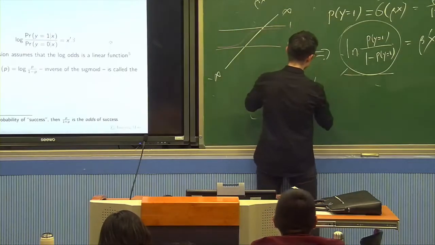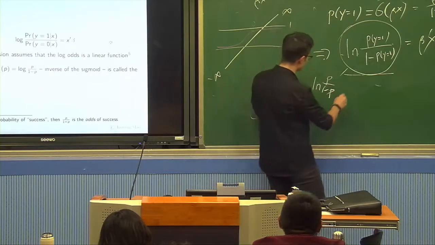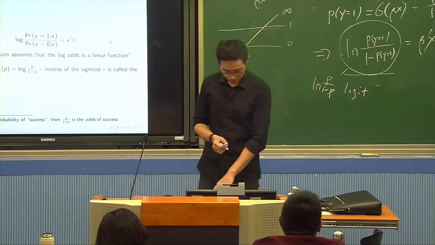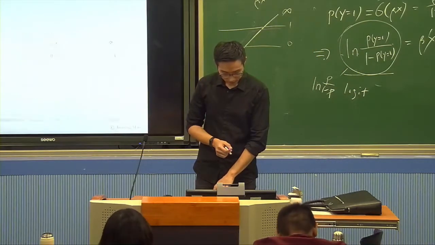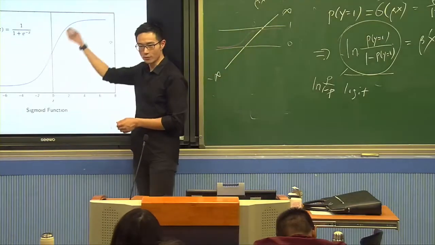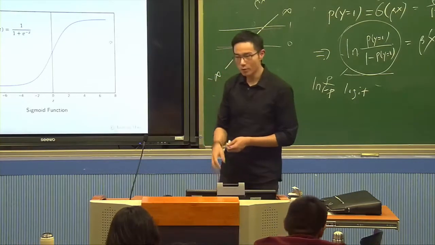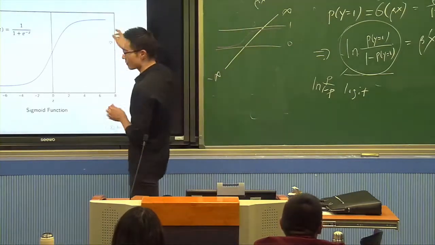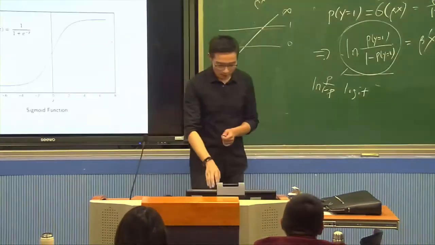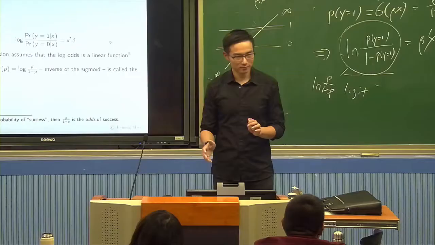Actually, we also have another name. The log of p over 1 minus p is sometimes also called the logit function. It's called the logit function or log odds function. That looks something like this. We transform the linear into the sigmoid. Sigmoid, by its name, just means, very simply, it's almost like an S. The sigmoid. All right, so this is our model.